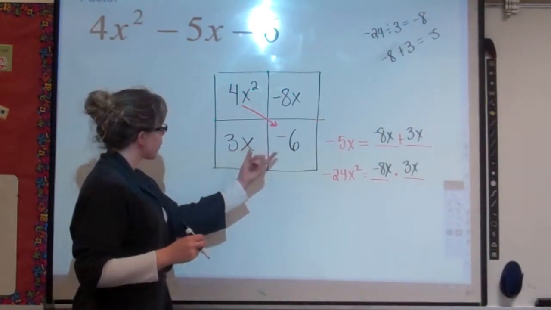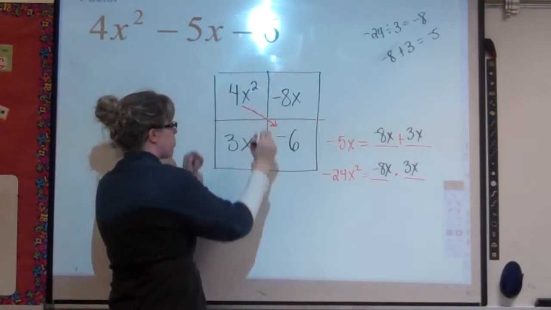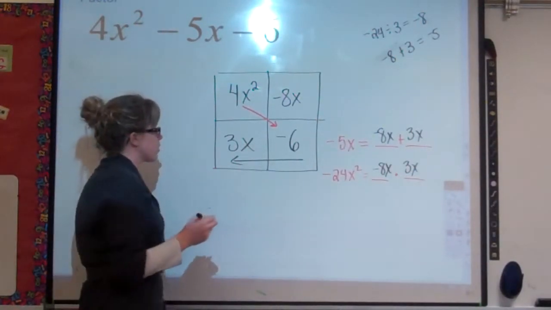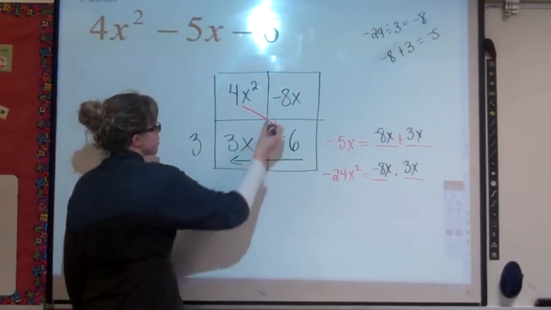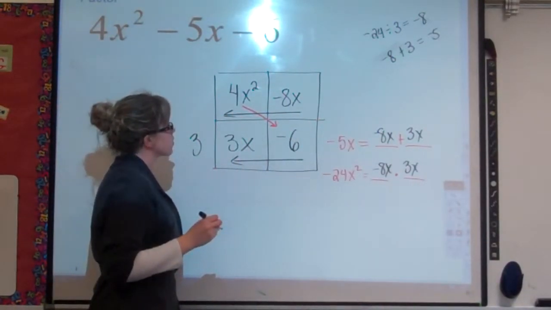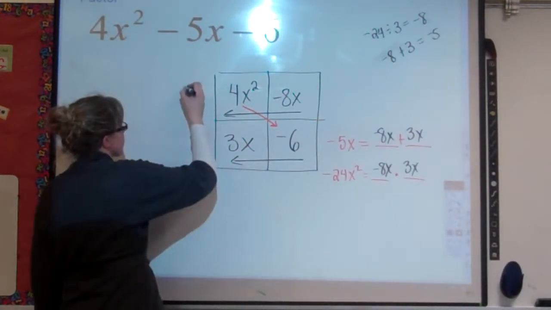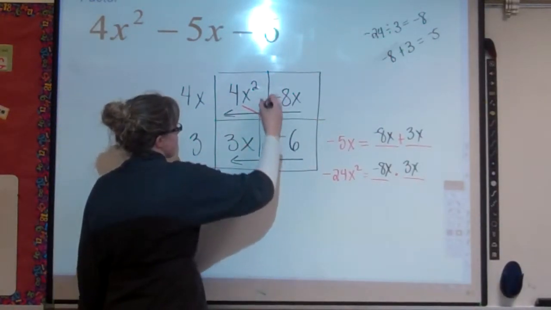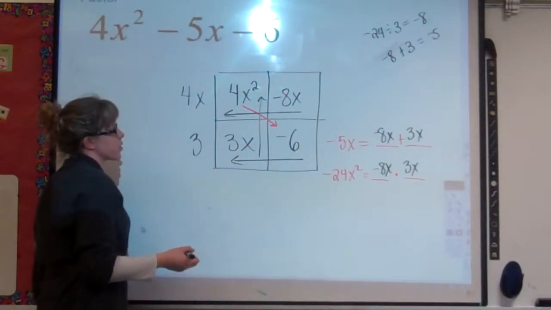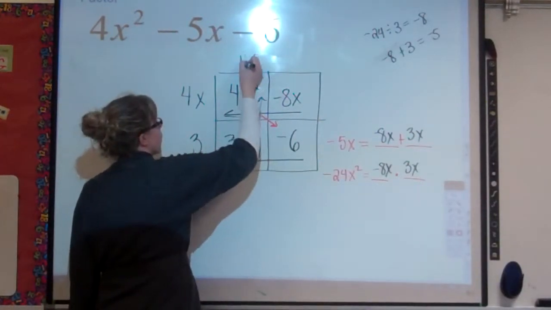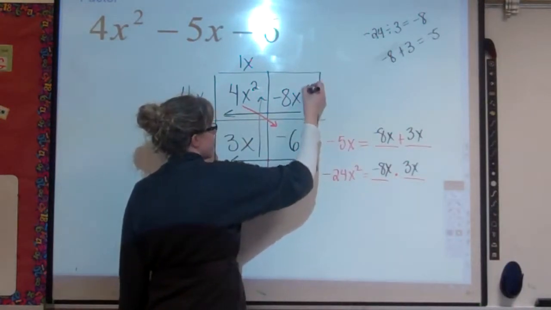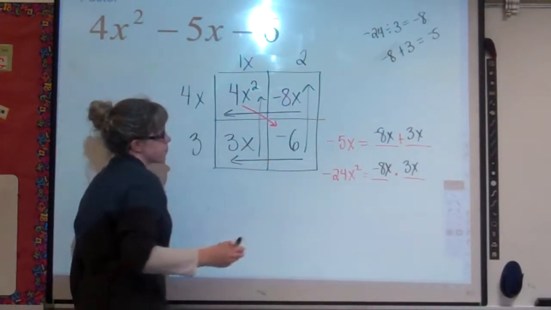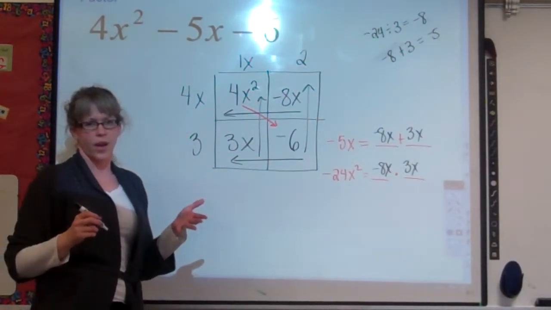Okay? Then we find our greatest common factors going across and up. So going across this direction, what's the greatest common factor between 3x and negative 6? 3. What's the greatest common factor between 4x squared and negative 8x? 4 and x. Going up, what's the greatest common factor between 4x squared and 3x? 1x. Going up this way, what's the greatest common factor between negative 8x and negative 6? 2.